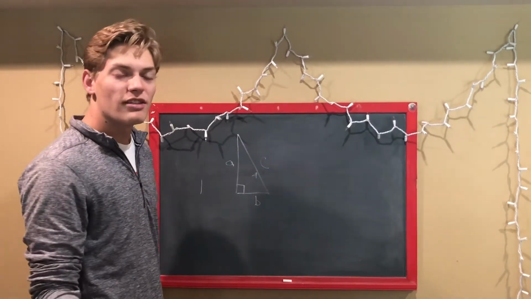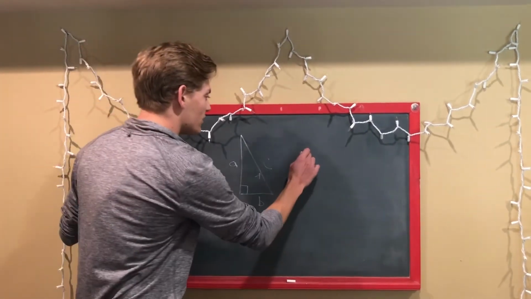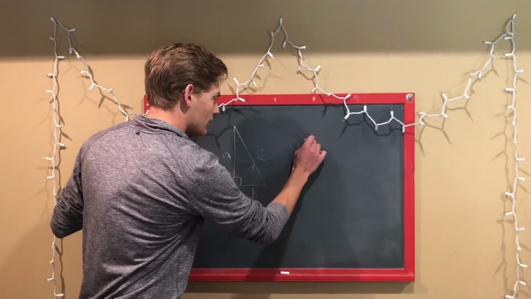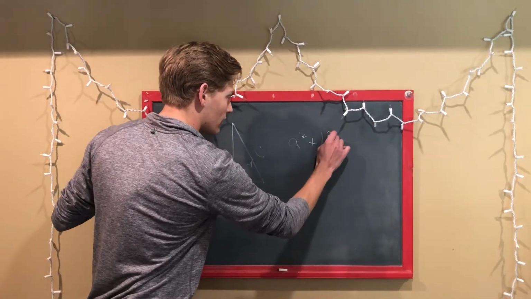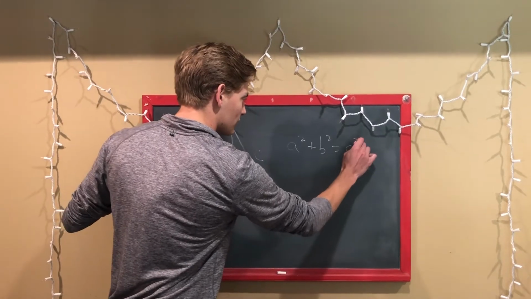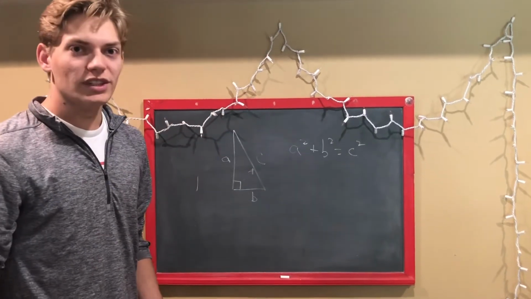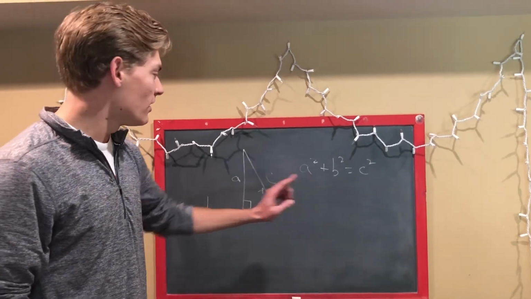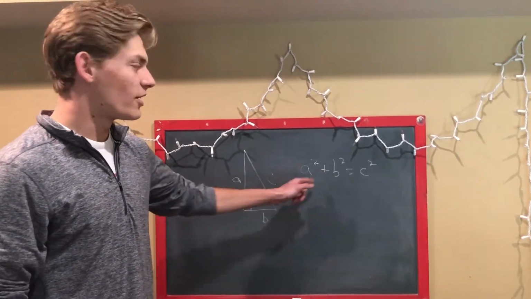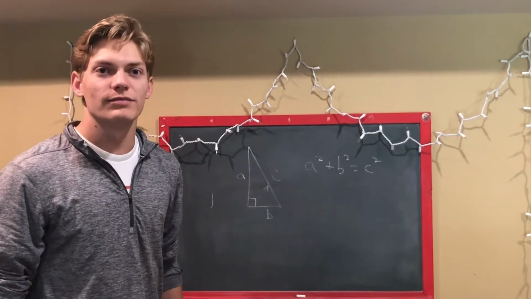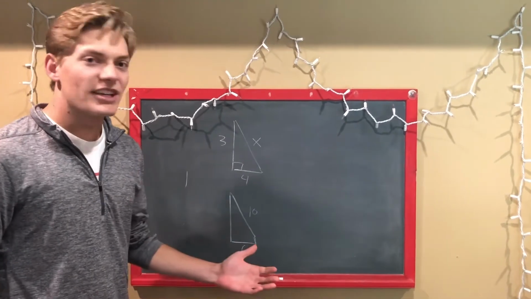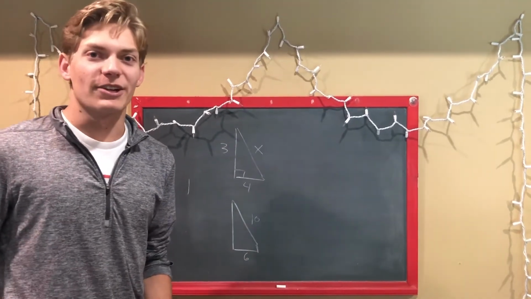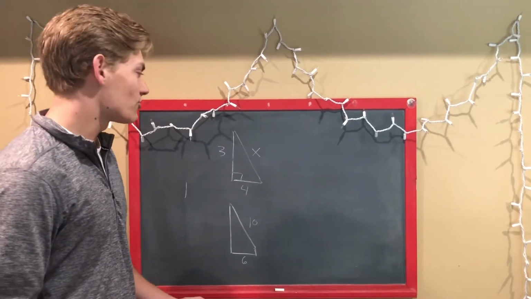And so the formula that is the Pythagorean theorem is A squared plus B squared equals C squared. And so if you ever have a triangle and you have two of the sides and you're trying to find the third, you can plug them in for these different variables and figure out what it is. So now we're going to look at some examples of when you would use the Pythagorean theorem to solve for the different sides of a triangle.